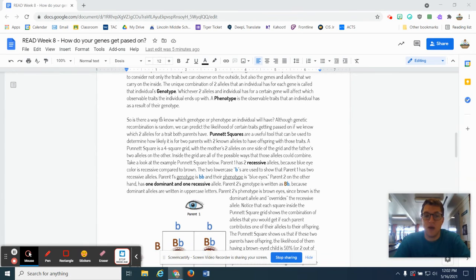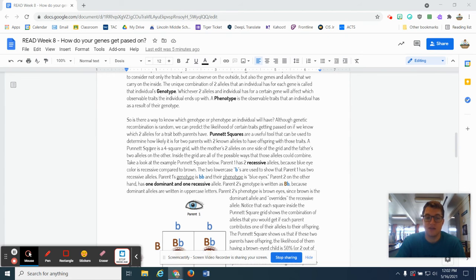So is there a way to know which genotype or phenotype an individual will have? Although genetic combination is random, we can predict the likelihood of certain traits getting passed on if we know which two alleles for a trait both parents have. Punnett squares are a useful tool that can be used to determine how likely it is for two parents with two known alleles to have offspring with those traits.